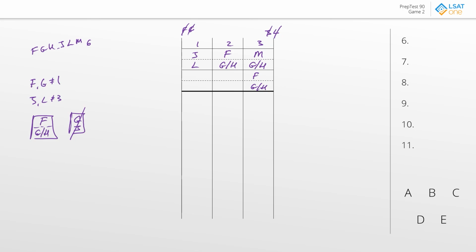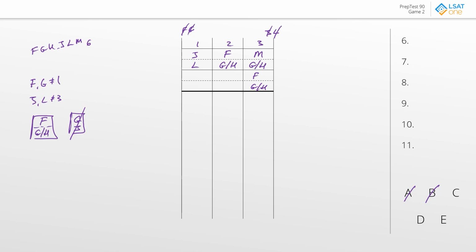The first rule was that F and G cannot go into game 1. So answer choice A easily gets disqualified. B, C, D, and E all look okay. Next, J and L cannot go in game 3. That would get rid of answer choice B, which has L there. And the rest are okay. Next, F has to go with either G or H, so we're just down to C, D, E.